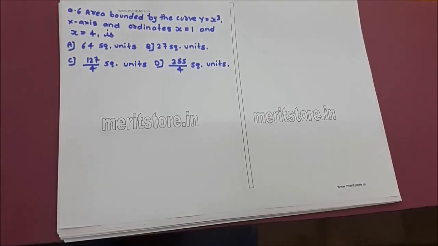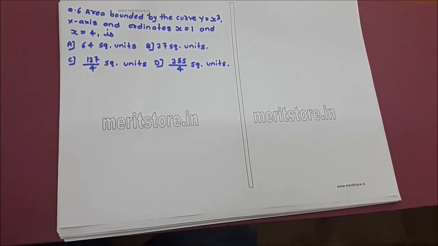Question 6. Area bounded by the curve y equals x cube, the x-axis and the ordinates x equals 1 and x equals 4 is. There are four options: A, 64 square units; B, 27 square units; C, 127 by 4 square units; and D, 255 by 4 square units.